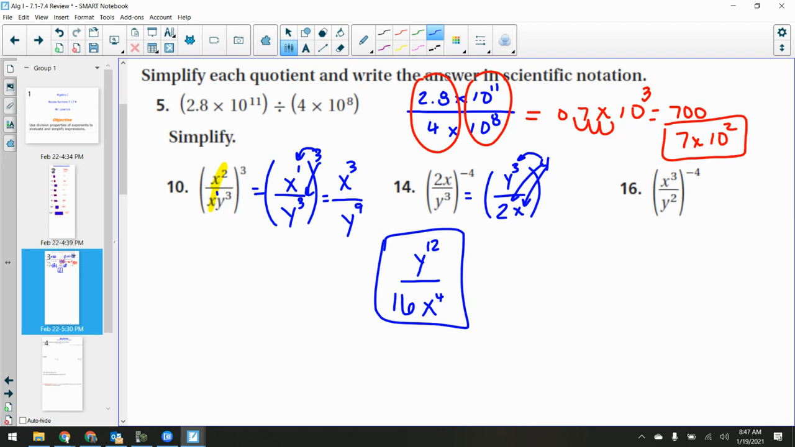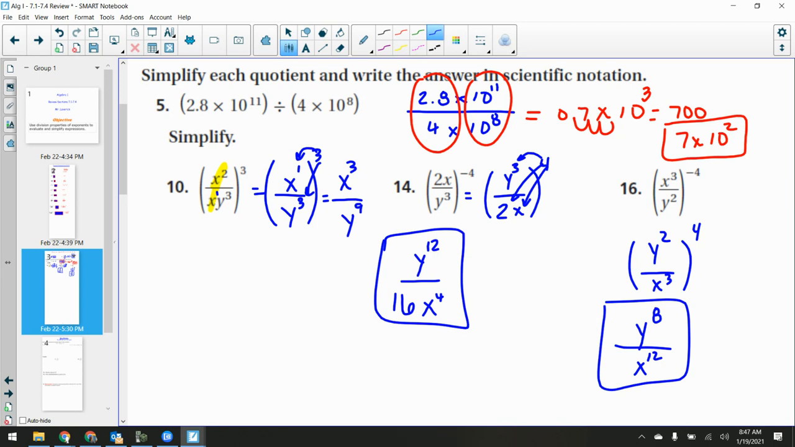And then we take x to the third over y squared. And again, flip it. That gives me y squared over x to the third, now to the positive fourth power. And we bring it in. That gives me y to the 8th over x to the 12th. Questions about that?